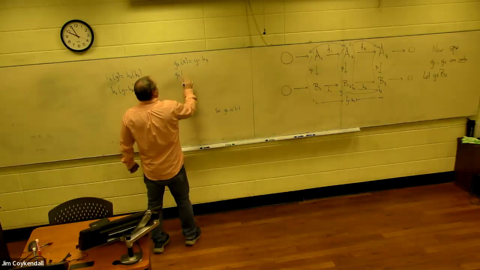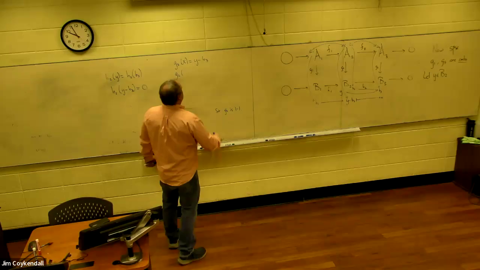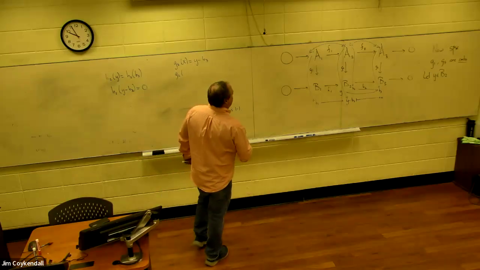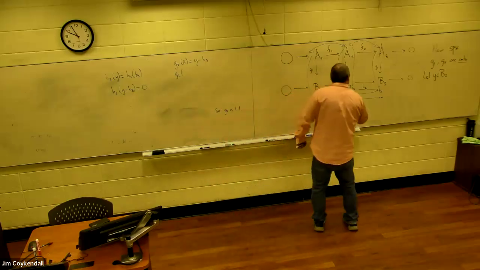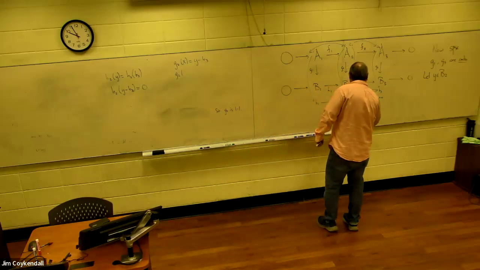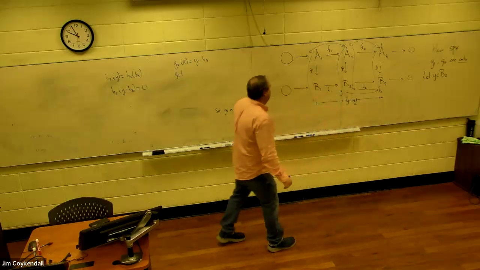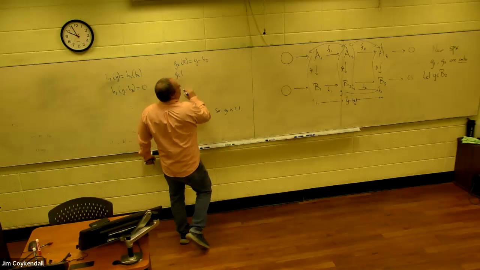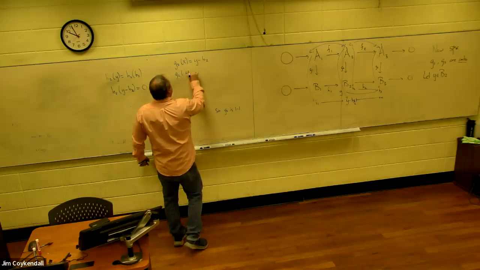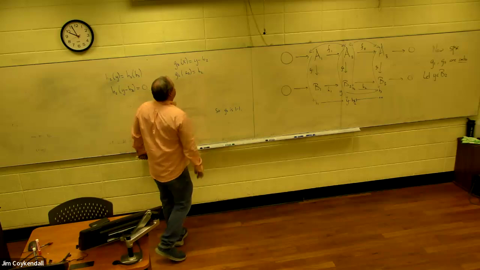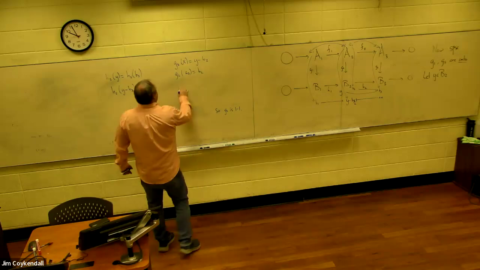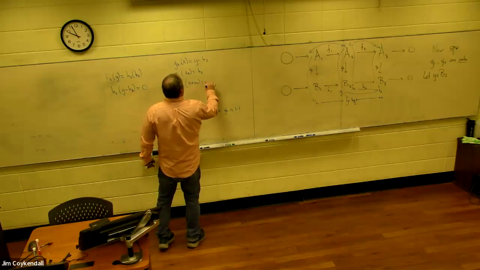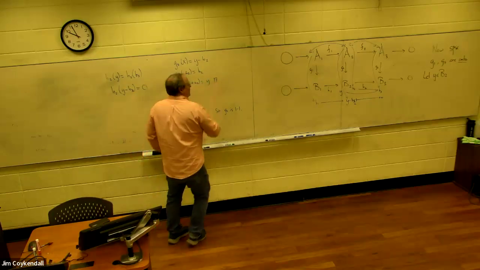Notice that G2 of A2, this shouldn't be a B3. I'm incorrect. That's a B2. This goes to Y minus B2. G2 of A2 goes to B2. So G2 of X plus A2 is Y.